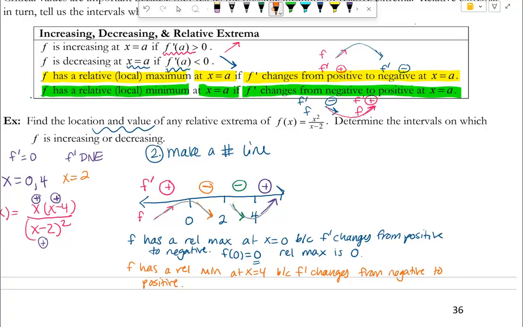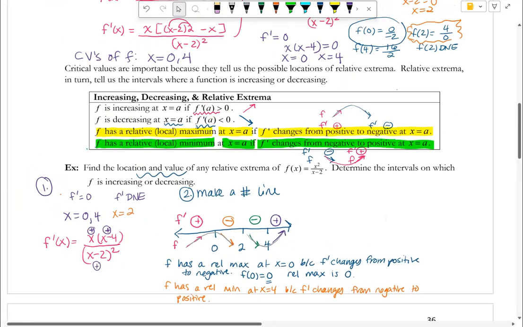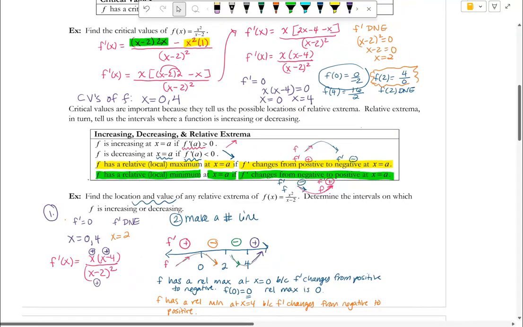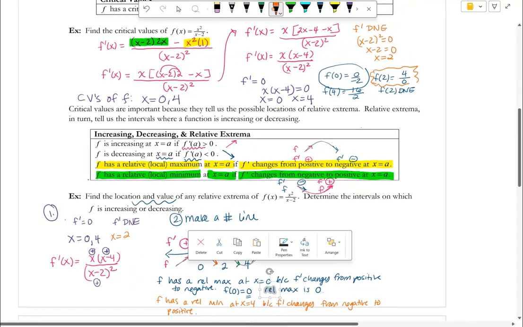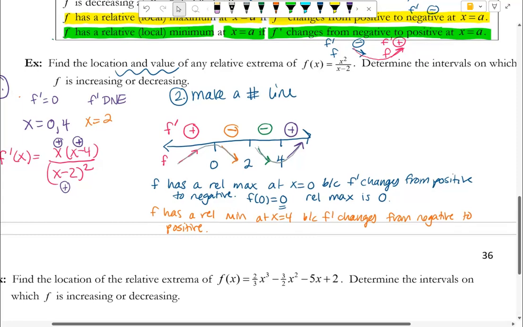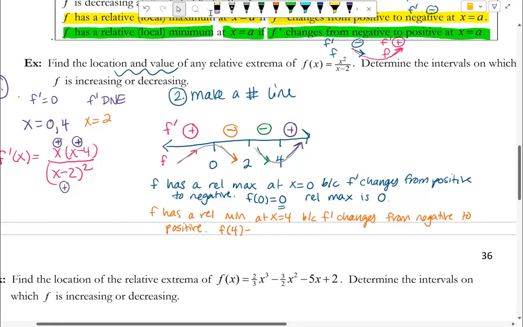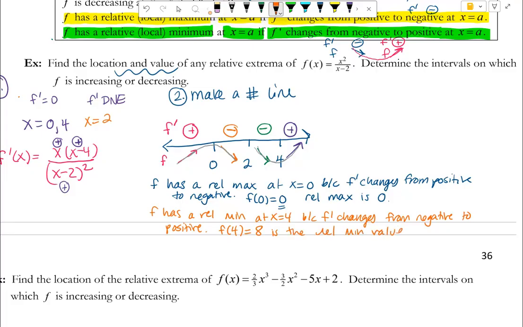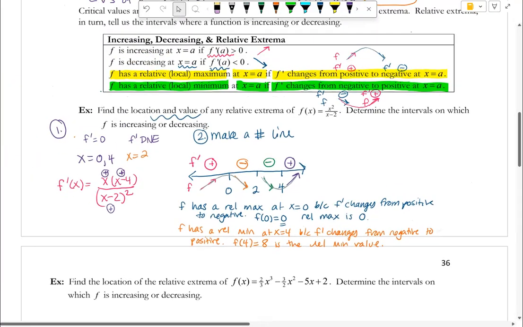So again, our relative minimum value is not 4. That's just where it's located. We need to actually find f of 4. And again, back up here in part A, I started to do that. If we plug in a 4 to x squared over x minus 2, I'm going to get 16 over 2, which is 8. So since f of 4 equals 8, the relative minimum value is 8. Okay, so we could say f of 4 equals 8 is the relative minimum value.